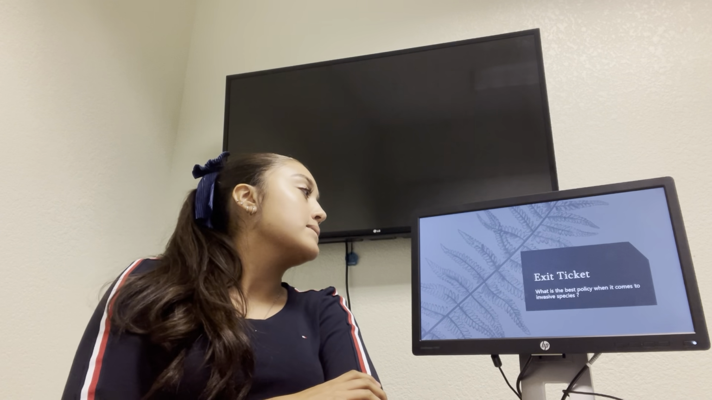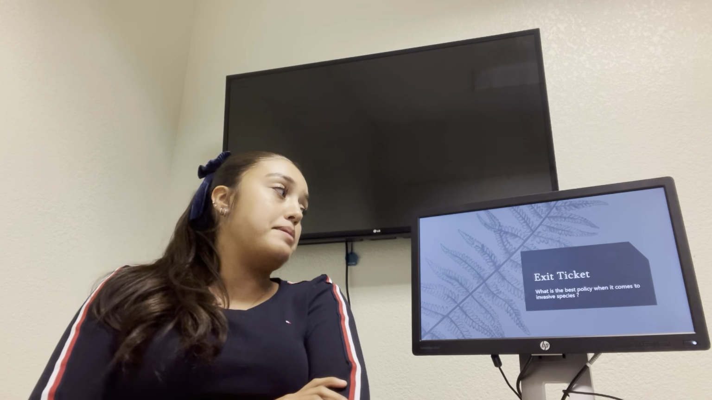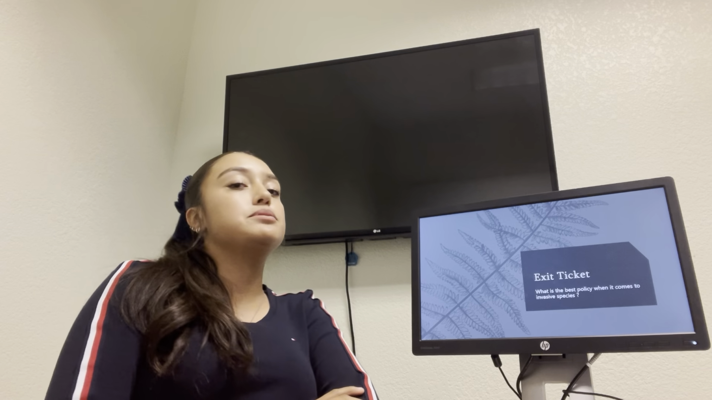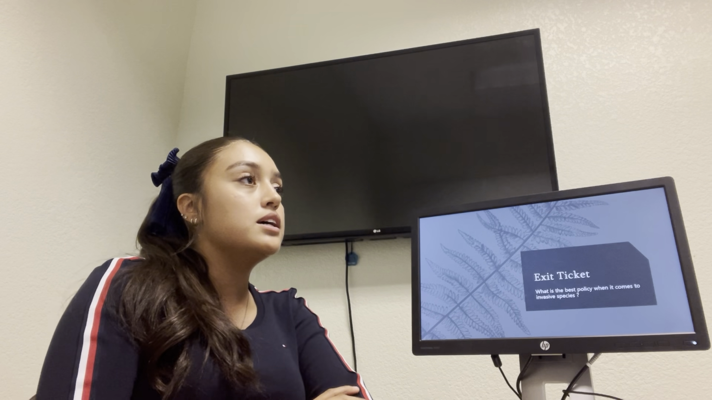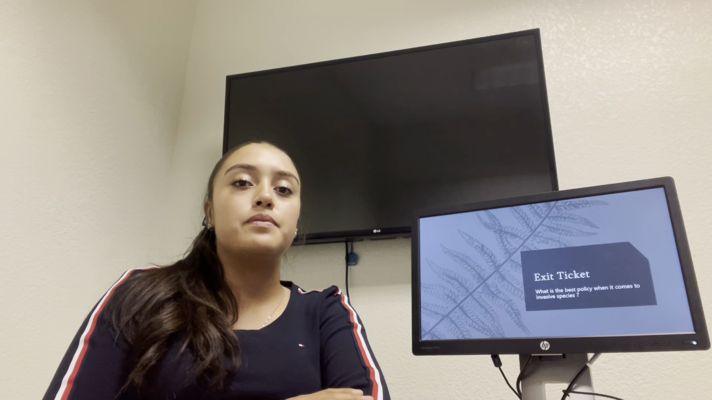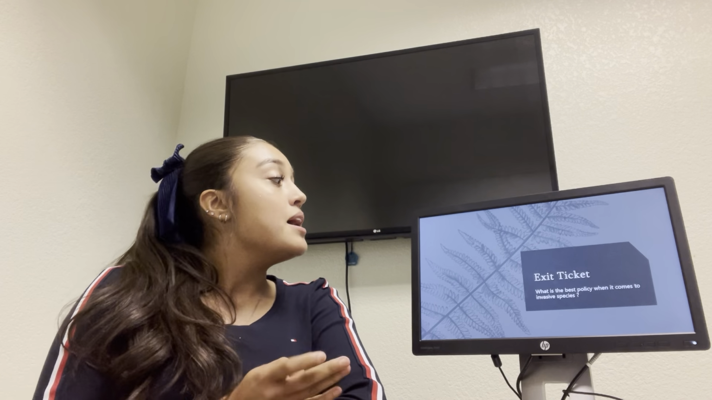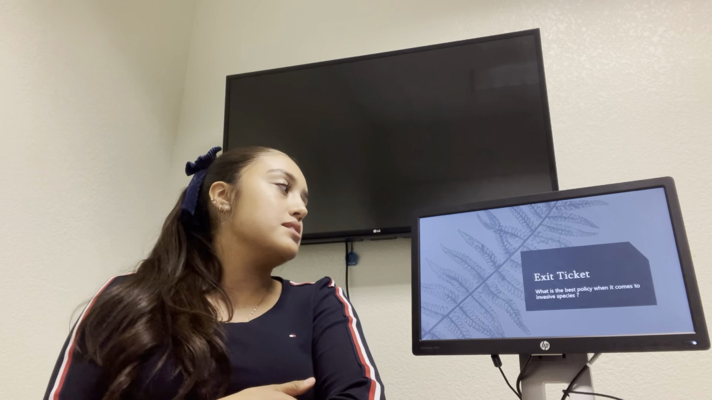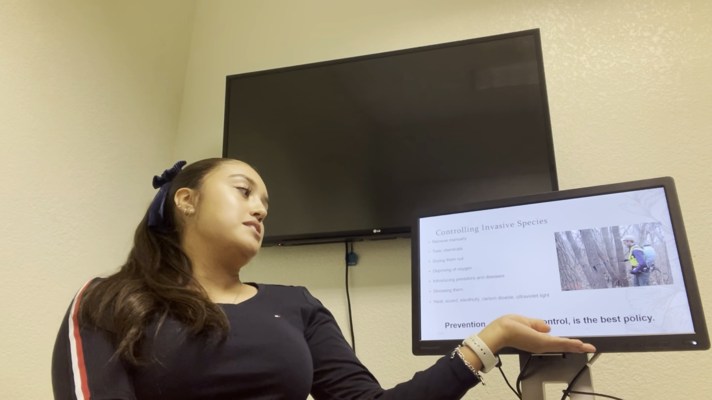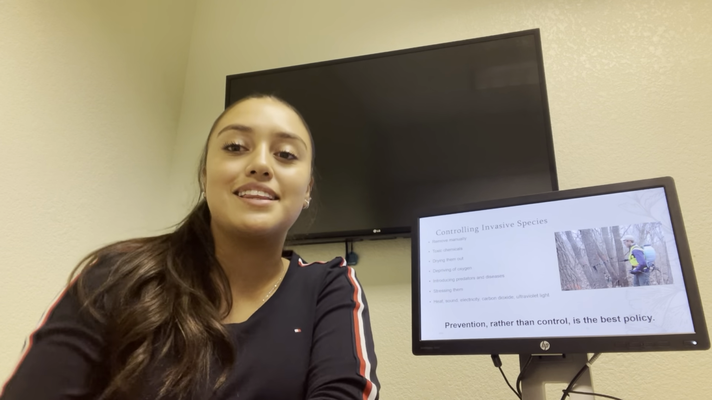Okay. And then the exit ticket, this will be written on a separate paper, is what is the best policy when it comes to invasive species? So once all the students answer that, they'll be free to move on to the next lesson or be able to go. But now that we're here, what is the best policy when it comes to invasive species? That would be prevention rather than control. Okay, thank you.